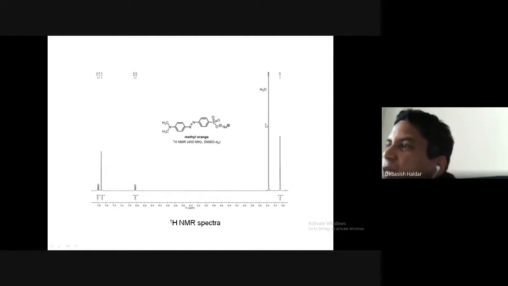This is the peak for water, and these are the peaks for the protons. So you just characterize this spectrum, write it in your laboratory notebook, and send it back before the next practical day. Thank you.